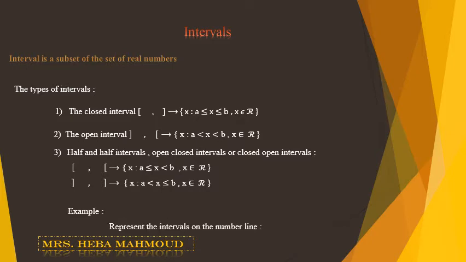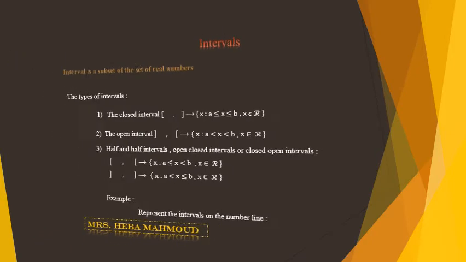Example: represent the intervals. The first interval is closed -3 and closed 4. First we draw the number line, and since it's closed, we make a closed circle on -3 and a closed circle on 4. So the interval will be from -3 to 4.